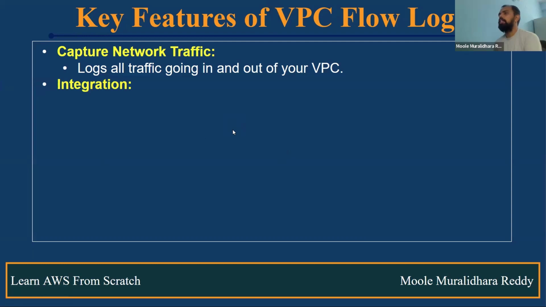Okay, and next thing is integration. You can integrate VPC flow logs to S3 or CloudWatch to store them. See, we have created a VPC, and you want to store these VPC flow logs, right? We require some services for that. We can use CloudWatch or S3 to store our VPC flow logs.